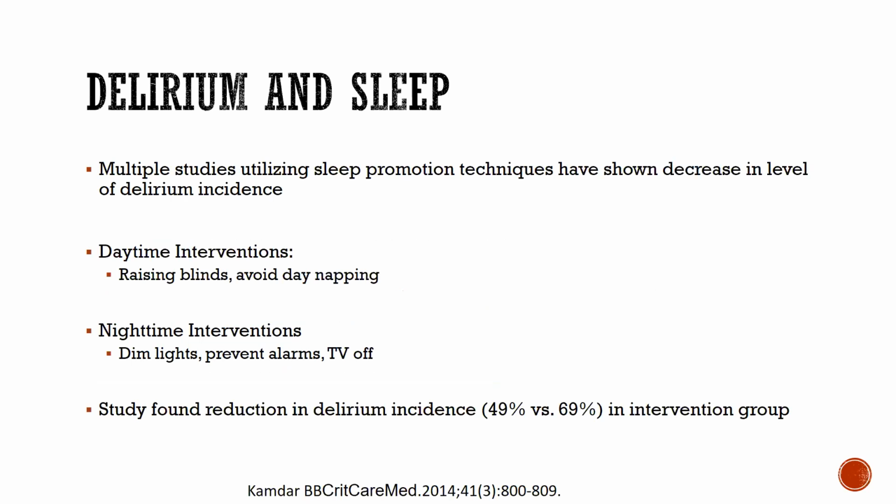This was one study done in 2014 that looked at different daytime and nighttime interventions. Daytime interventions included raising the blinds and avoiding daytime napping after a certain point, and nighttime interventions included keeping the lights dim, trying to minimize alarms if you can, and keeping the TV off. They actually found a reduction in delirium incidence, 49% versus 69% in their intervention group.